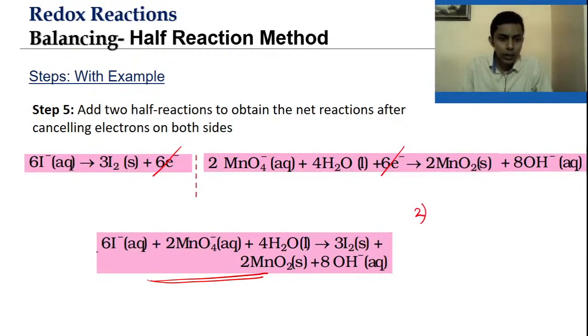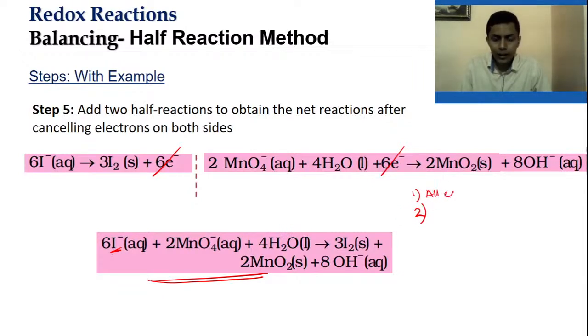You check whether all the entities are balanced. Here 6 iodine, here also 6 iodine, here 2 manganese, here also 2 manganese, here 8 plus 4, 12 oxygen, here 4 plus 8, 12 oxygen, hydrogen, here 8 are there, here 8. So all are balanced. That is the first thing.